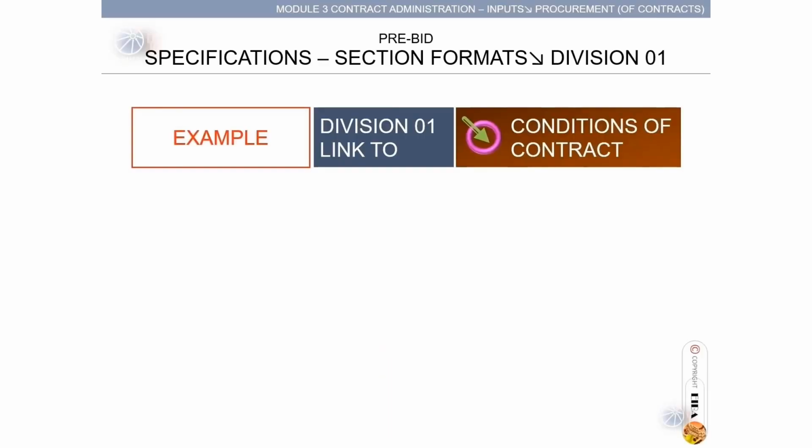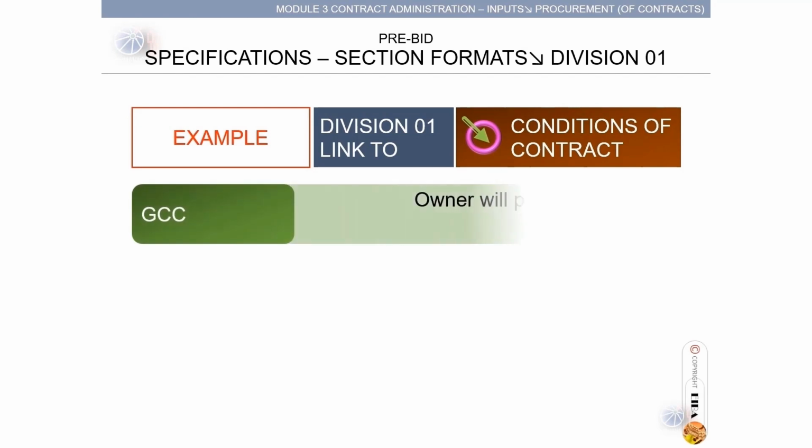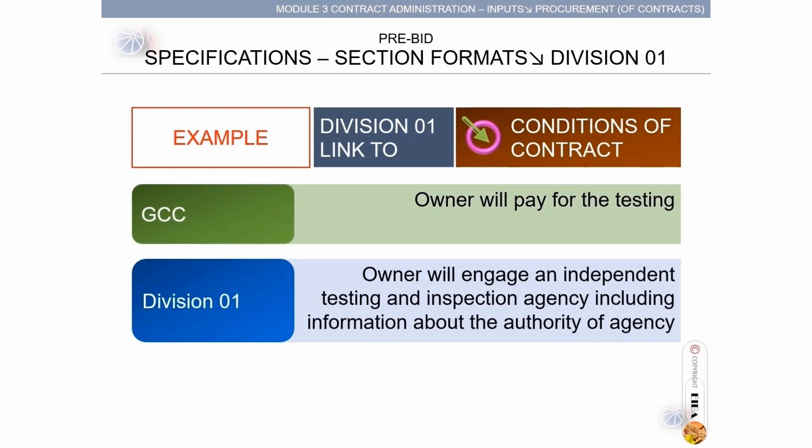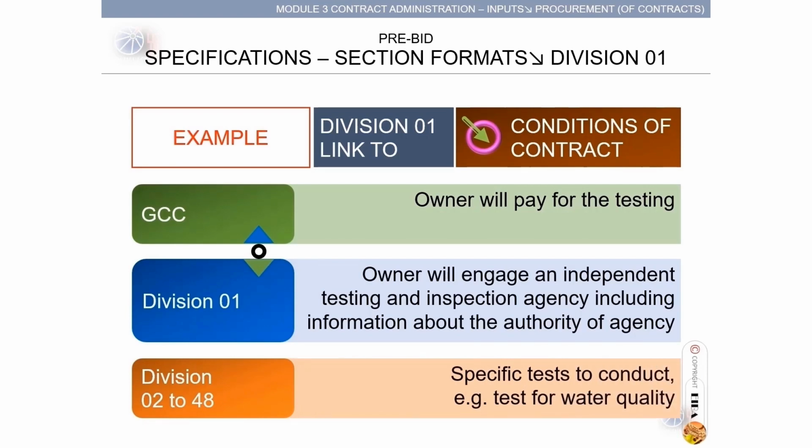An example of Division 01 linked to conditions of contract. In the GCC, the owner will pay for testing. In Division 01, the owner will engage an independent testing and inspection agency, including information about the authority of the agency. Division 01 links with the GCC. In Divisions 02 to 48, with a specific or applicable specification, come the specific tests to conduct, as an example, tests for water quality. Divisions 02 to 48 link with Division 01, which links with the GCC.